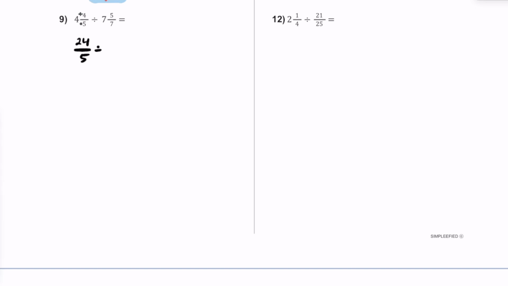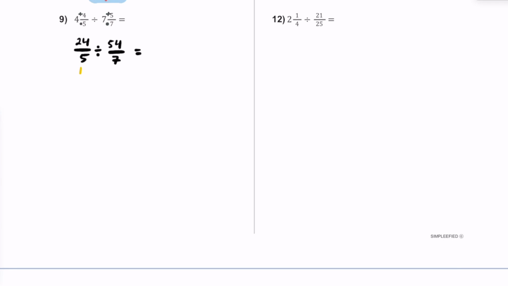I'm going to keep this written as a division problem, okay? Let's take this 24 over 5, and divide that by the improper version of this second fraction. So 7 times 7 is 49, and 49 plus the 5 is going to be 54. So we're looking at 54 over 7. So that's the same division problem, just rewritten with improper fractions.